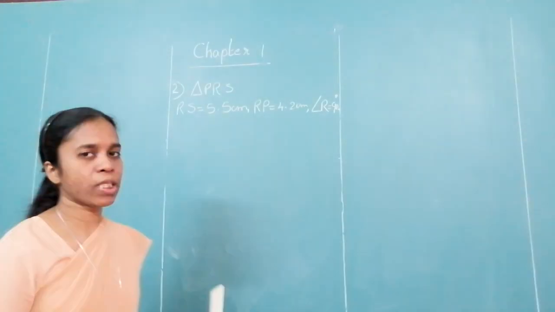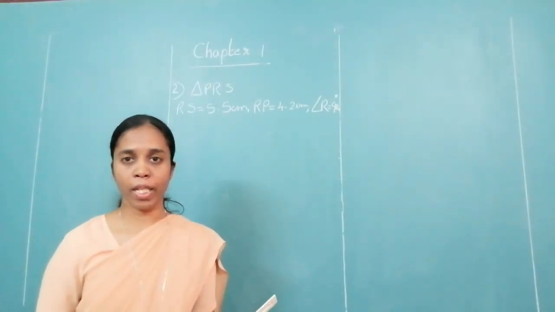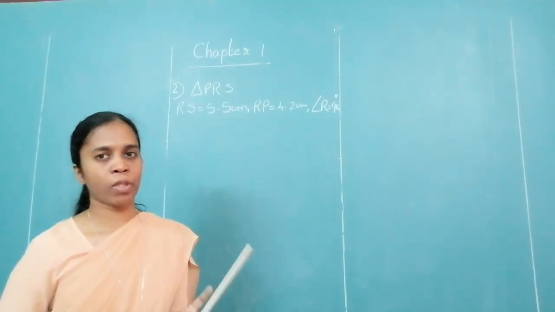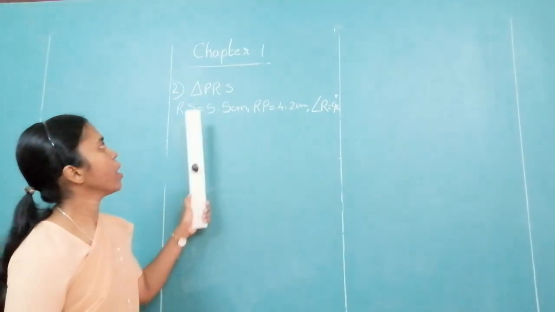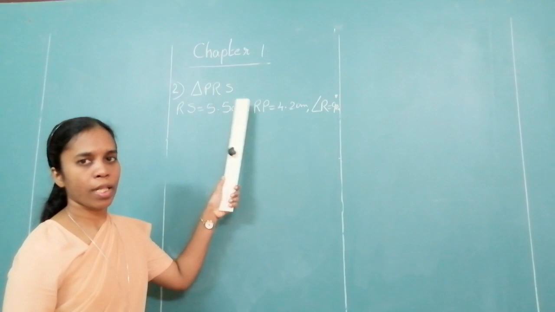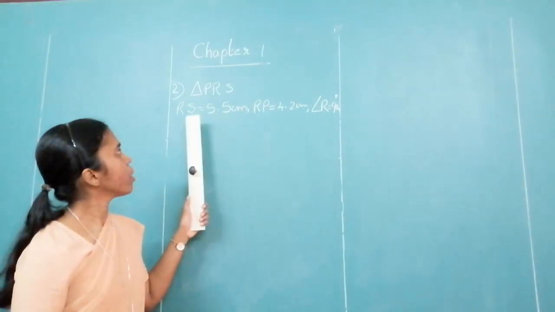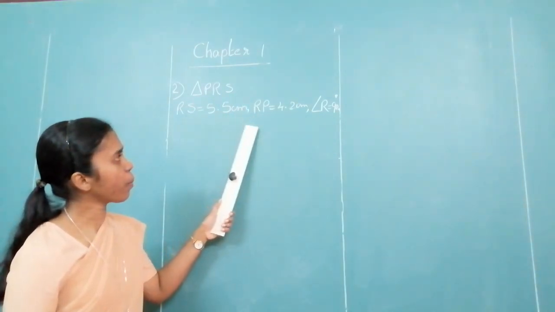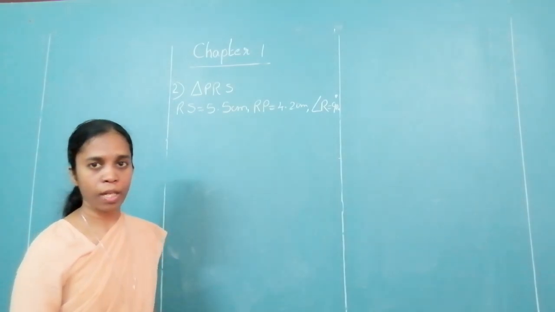We shall go for the next type. Which is the next type? The next type, look at what is given to you. Triangle PRS, RS, RP and angle R.